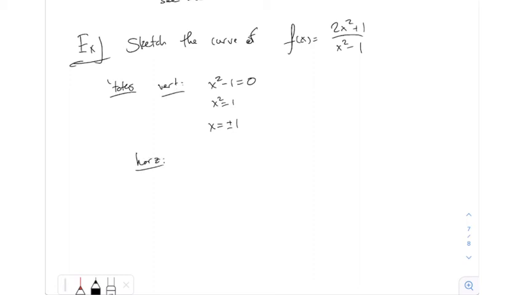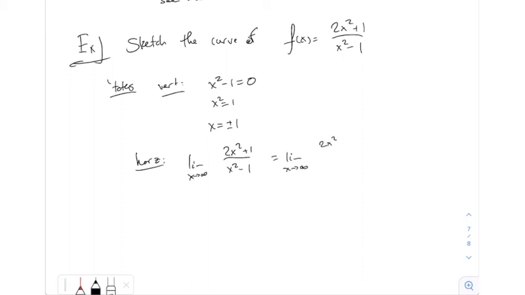Horizontal asymptotes would be the limit as x goes to infinity, which is all that stuff that we were saying before. So I'm going to take the limit as x goes to infinity of this function, 2x squared plus 1 over x squared minus 1. There's no square roots involved here, so I'm just going to divide through by the highest power of x that you see there. You don't have to do any adjustments for square roots or anything like that. So I'm going to divide out by x squared.